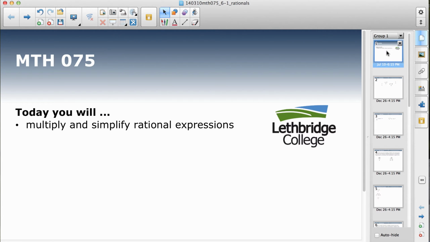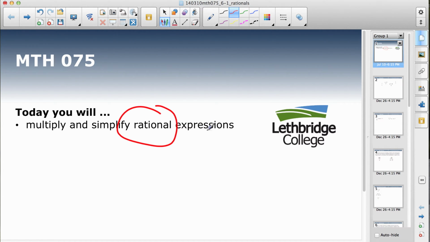Okay, here's our introduction to multiplying and simplifying rational expressions. When you say the word rational expression in math, you want to think fraction. I guess they include more than that, but typically this is what we're thinking about: fractions. So we want to learn how to multiply fractions.